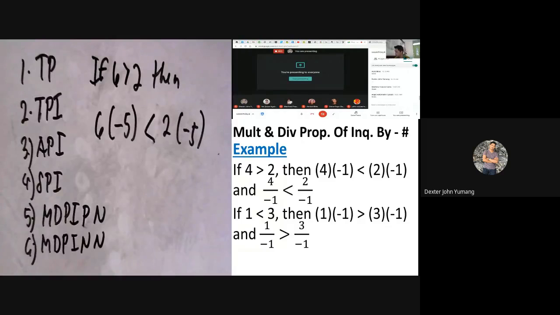MDPINN, according to Ayan. Let's find out, Ayan, if your answer is correct. Take note, this is a negative number. So, MDPINN nga ba? Zid, Matthew, Angel? That is correct. MDPINN. Very good, alam niyo na po.